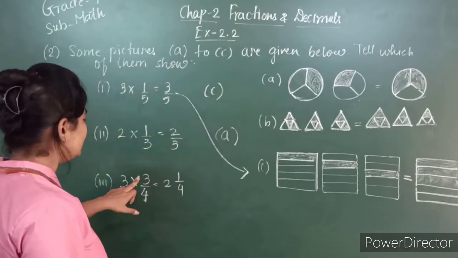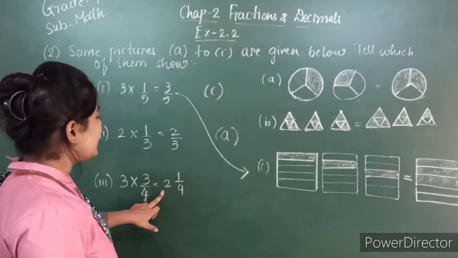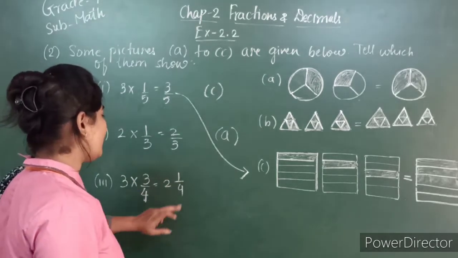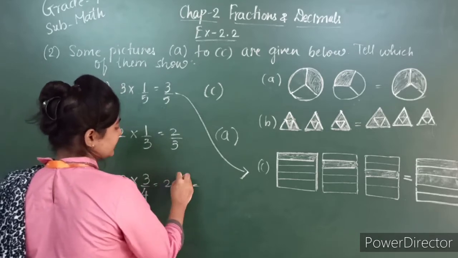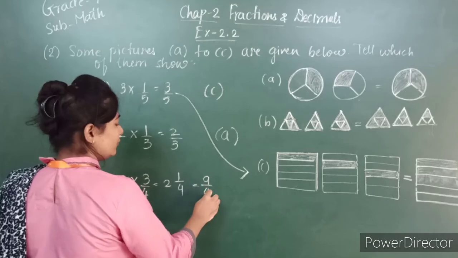And third one, 3 into 3 upon 4. It is given in a mixed fraction form, 2 1 upon 4. So here it means 2 4s are 8 and 8 plus 1, that is 9 upon 4.